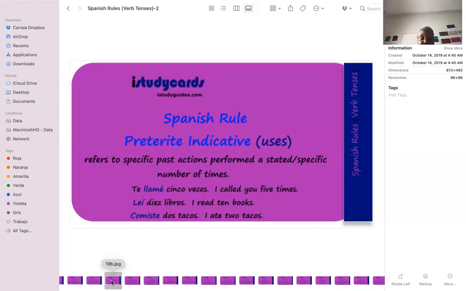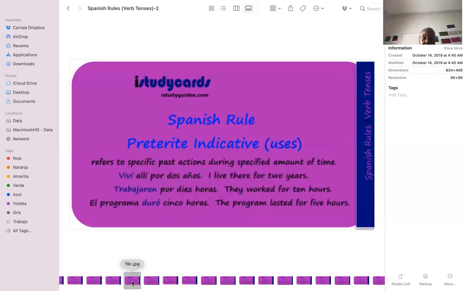Comiste 2 tacos. I wanted to say taquitos, tacos. That's not I ate 2 tacos. Excuse me. That should be you ate 2 tacos, because comí 2 tacos would be I ate 2 tacos, right? Comiste, that's the preterite of the verb comer, so that's a mistake. It's comí, comiste, comió, comimos, comieron. It should be comí 2 tacos. I'll have to change that.